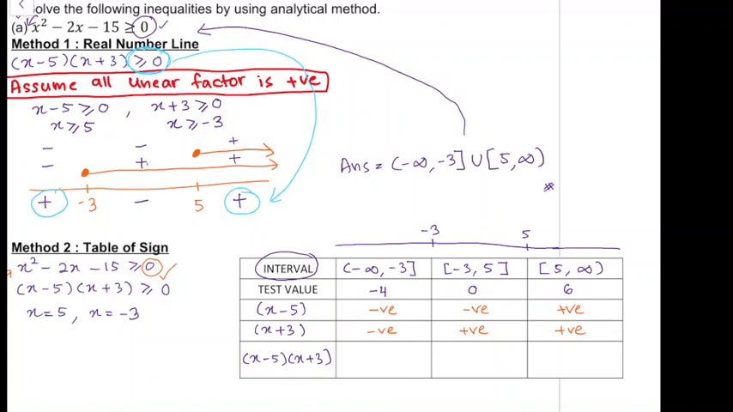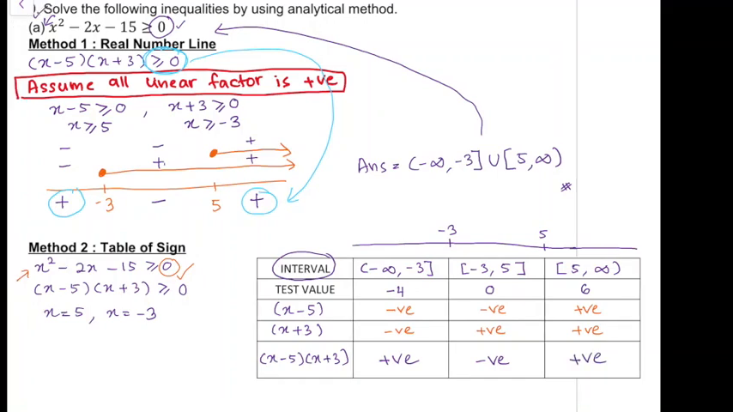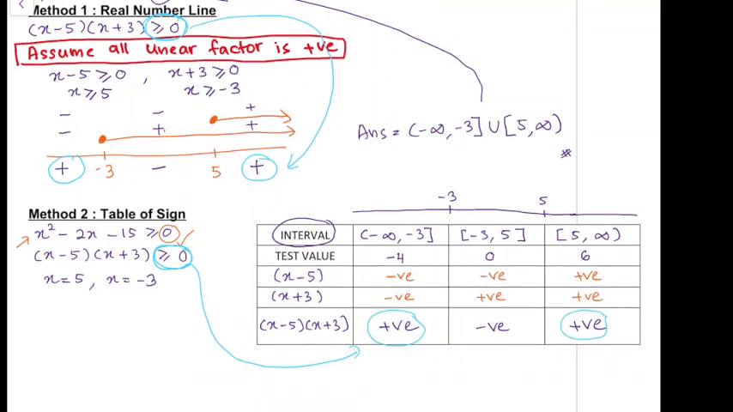Finally, calculate the product of two factors. Negative times negative, we will get positive number. Negative times positive, we will get negative number. Positive times positive, we will get positive number. Because of the question asks for greater than or equals to 0 or positive number, then the required interval is this one and this one. Don't forget to write down the final answer properly. There you go.